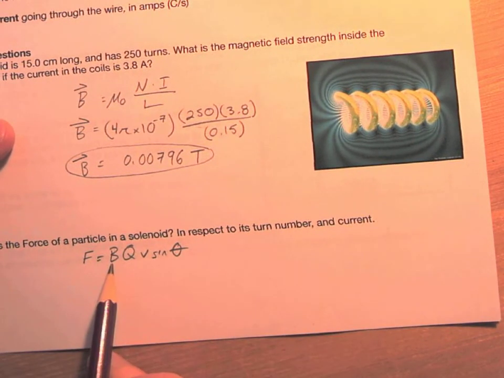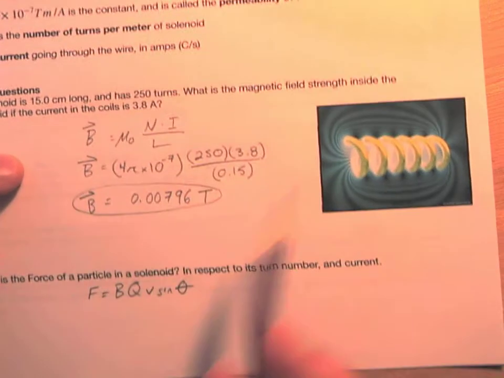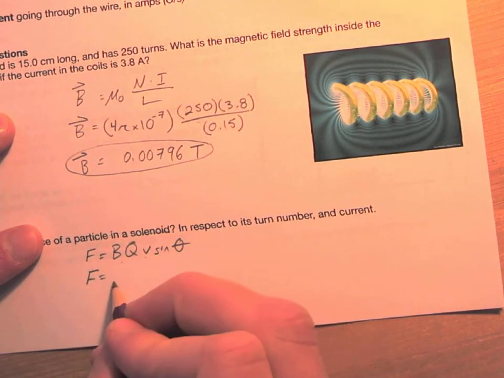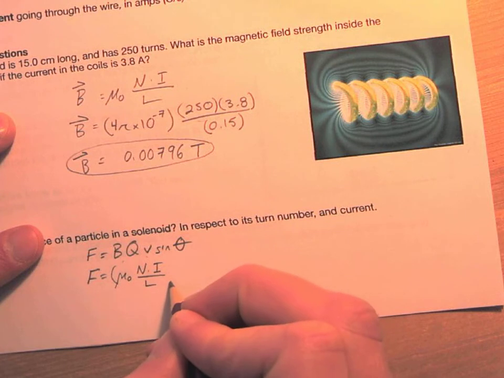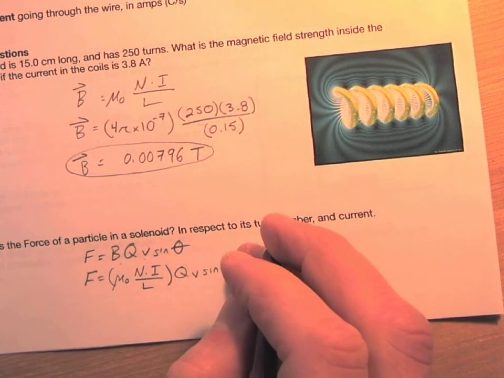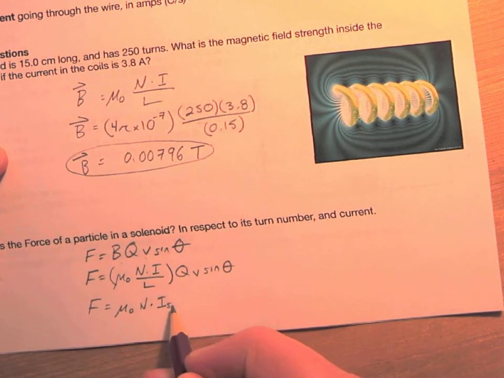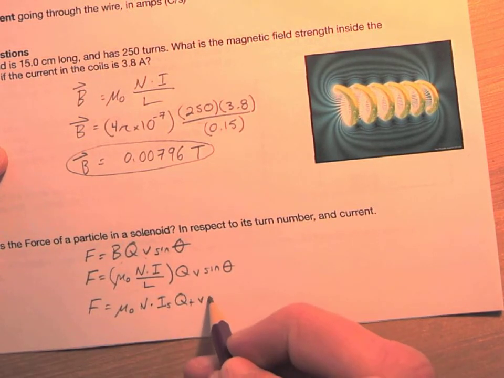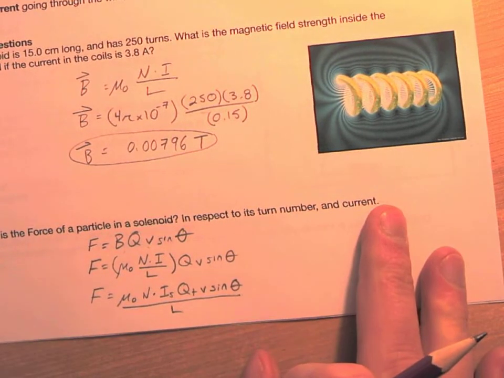But we now know what the B value of a solenoid is. Since it's a solenoid, we can plug it into this equation. So let's find out what the force would be. Our B would be mu naught N times I over L, and then we can write the rest, Q v sine theta. There we have it. Our force would be mu naught times the number of turns times the current of the solenoid times the charge of the test charge times v times sine theta, divided by how long the solenoid is. Not that we have to remember this, but that would be one way to get a force if you had different values to work with.